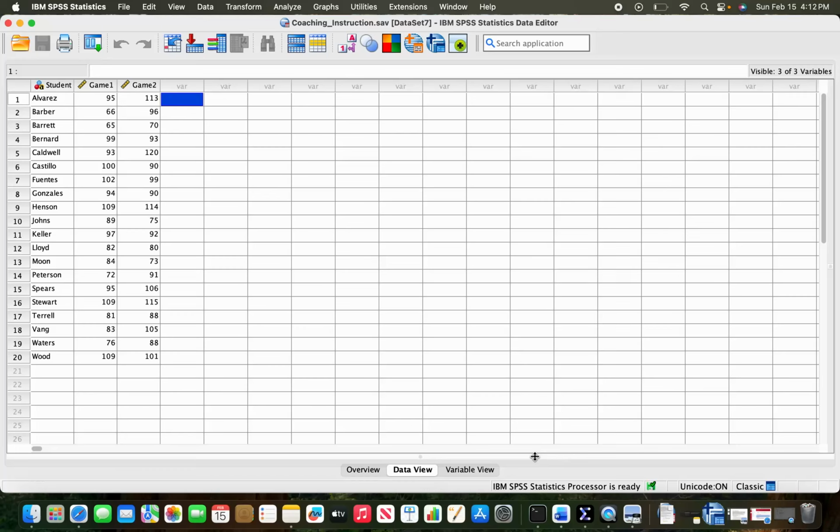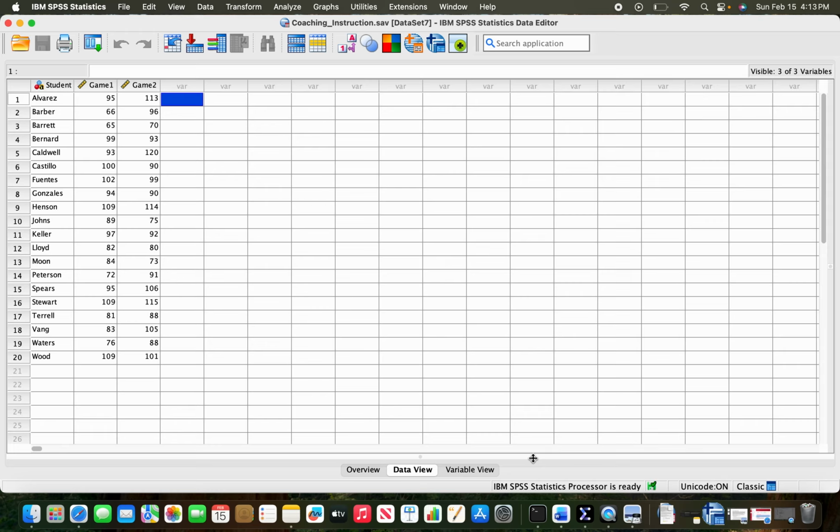So here we have 20 bowlers and their games. So here we have 20 students, and we are trying to determine if this 15-minute coaching session impacts their bowling scores. What we've had the students do is bowl one game, and then we've given them a 15-minute coaching session, and then we're having them bowl a second game.